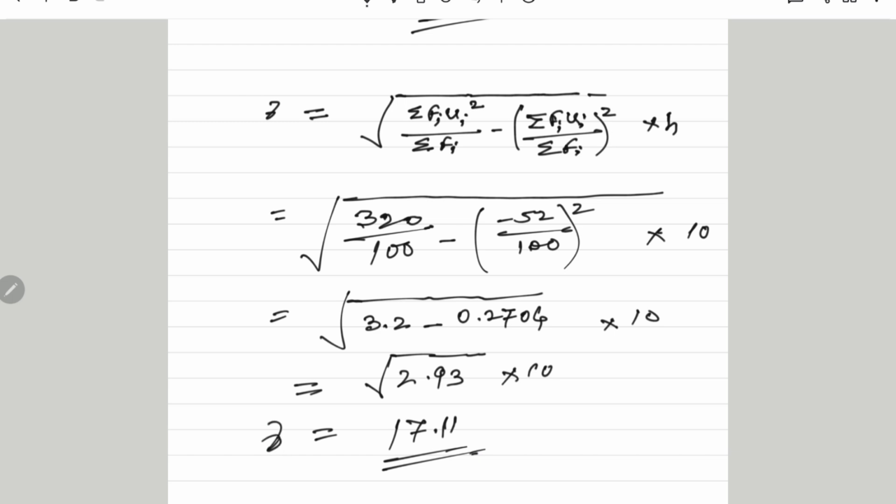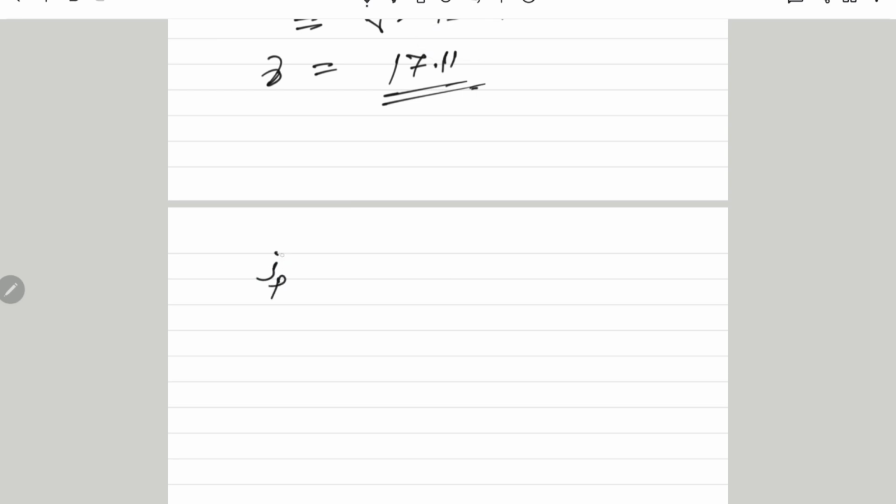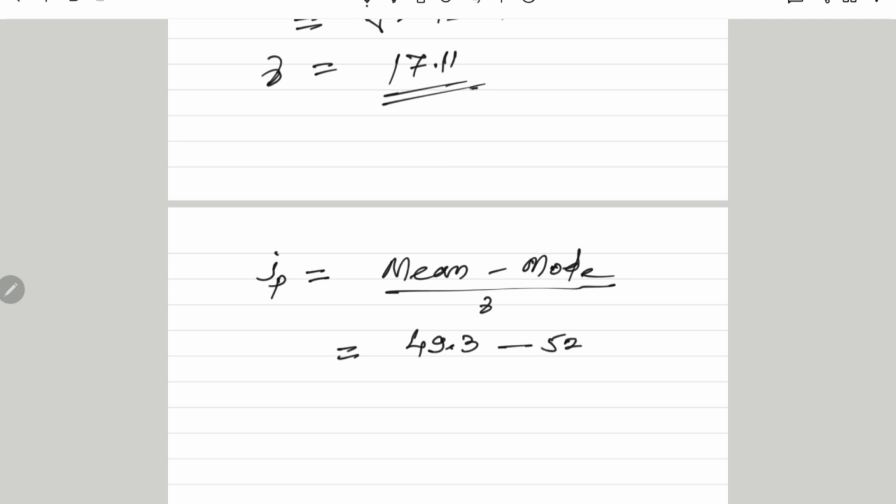Then, after getting all these three values, we substitute in the formula of Karl Pearson's coefficient of skewness. I will write down that formula once again. Karl Pearson's coefficient, generally we denote by Jp, mean minus mode, divided by standard deviation sigma. The value of mean is 49.3, minus mode is 52.83, and divided by standard deviation 17.11.